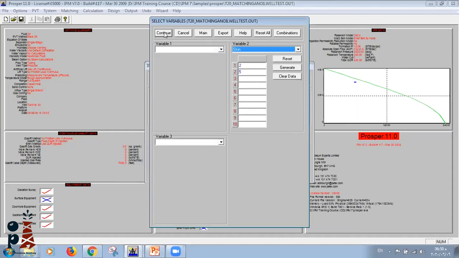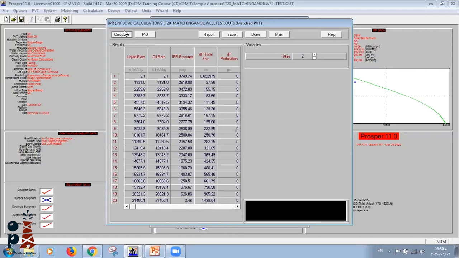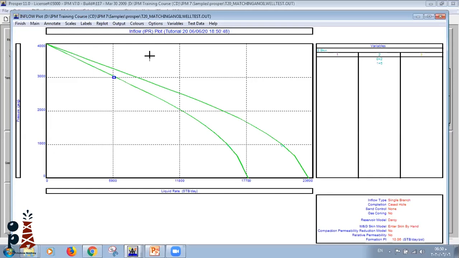I did the analysis, and I calculated and found that there is an increase in the skin. This well had a skin value of 2, and now it has increased to 5. So this gives me a way to say that I have a problem here and I need to remove it. Then I can think about the best way to remove this problem, either by re-perforation, or stimulation, or hydraulic fracturing, or whatever.